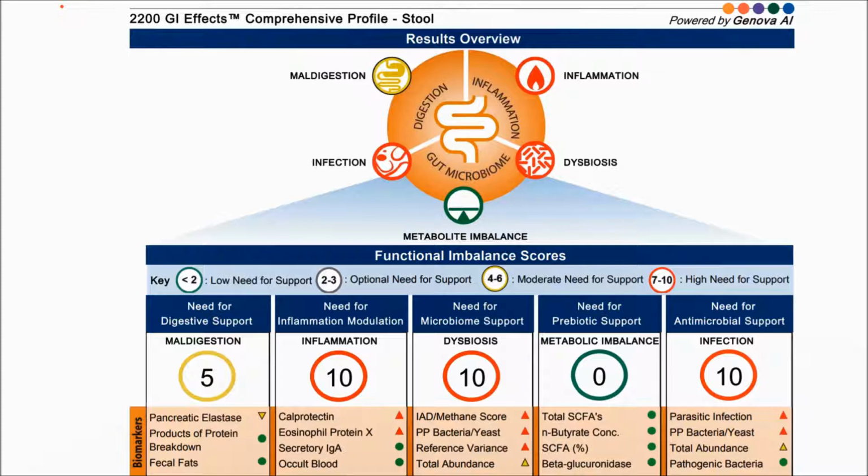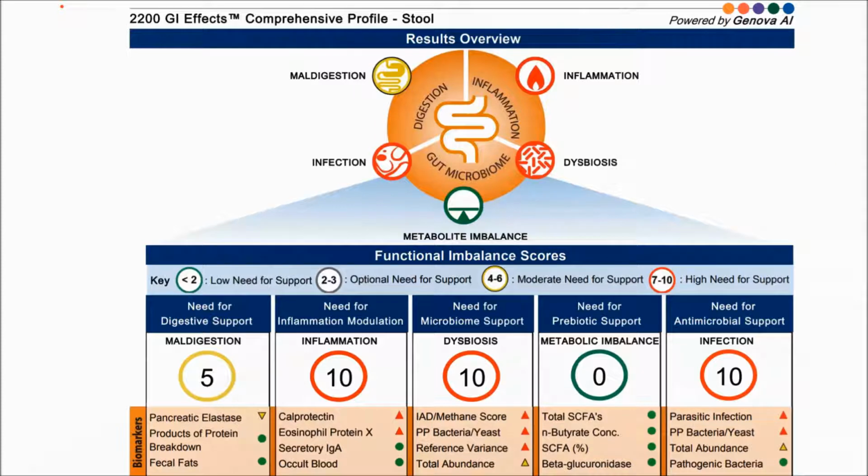Another thing they're going to look at is inflammation. There are certain markers that can be found in stool that would be consistent with an increased level of inflammation in your gut. In the sample we're looking at, you'll notice there are numbers for each of these categories, and the numbers are also in a colored circle. It could be a green circle, with a number less than 2, which means a very low need for support. There's not really an issue in that category.